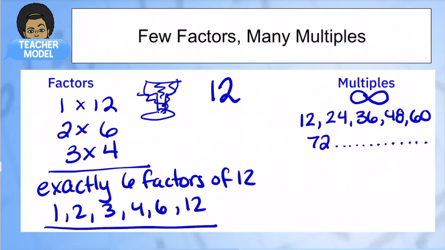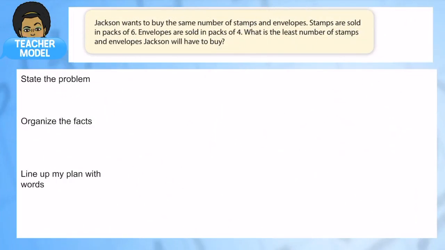Let's jump into our first model. We're going to have 2 problems today for the model, one with multiples and one with factors. Let's see if we can tell which is which. Jackson wants to buy the same number of stamps and envelopes. Stamps are sold in packs of 6 and envelopes in packs of 4. What is the least number of stamps and envelopes Jackson will buy?